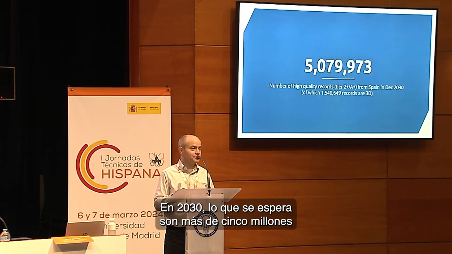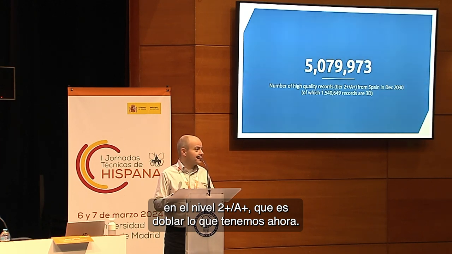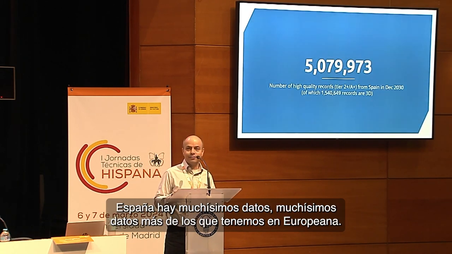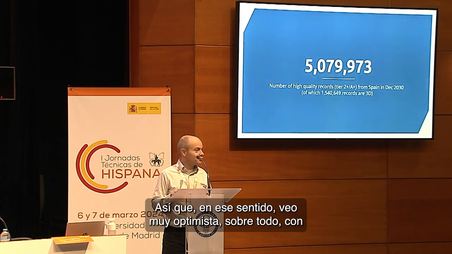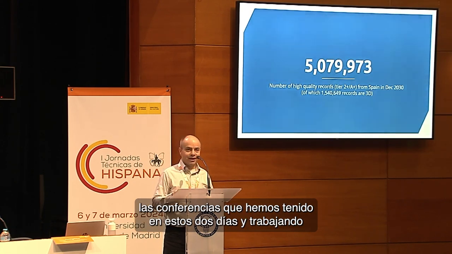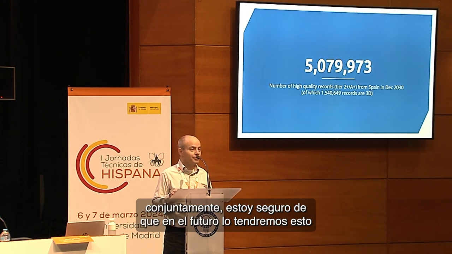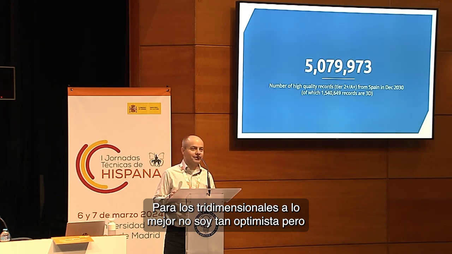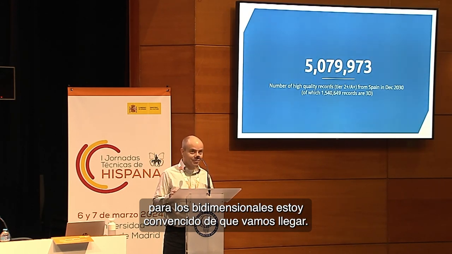It's about 5 million items in tier 2 and A plus, which is about double the amount that we're having right now. So I think there's a long way to go still. I also have seen there's a lot more data in Spain that is available out there than is currently in Europeana. So I think I'm optimistic, also maybe with that conference today and working together in the future on this, we will be able to make this, at least for the 2D items. For 3D, I'm a bit more pessimistic, but for 2D, I think we should all be optimistic. We will get there. Thank you.